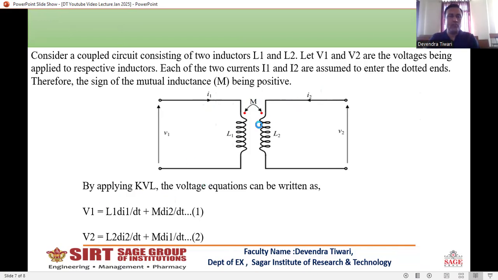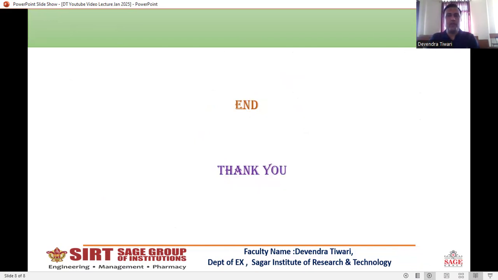By applying KVL, we can find the voltage equations. V1 equals L1 di1/dt plus M di2/dt. V2 is given as L2 di2/dt plus M di1/dt. So in this way, we can apply the dot convention and find the polarities by considering whether the current is leaving or entering the dot. So this is all about the dot convention.